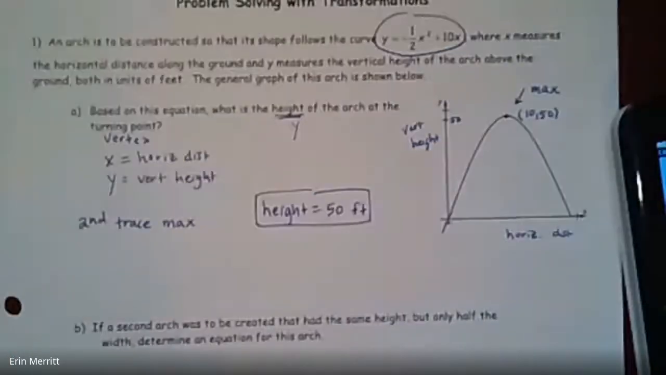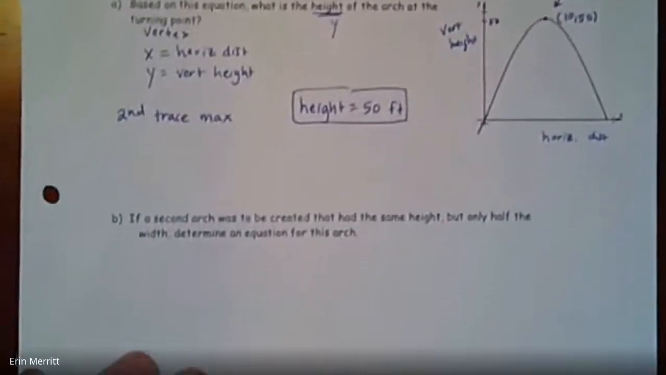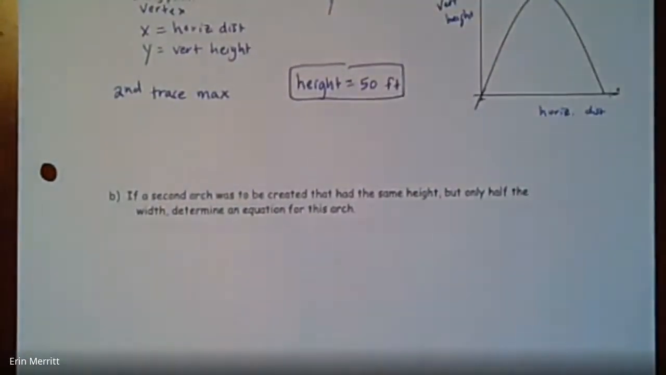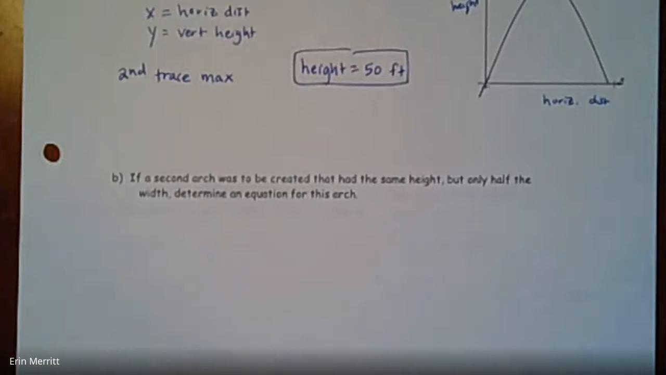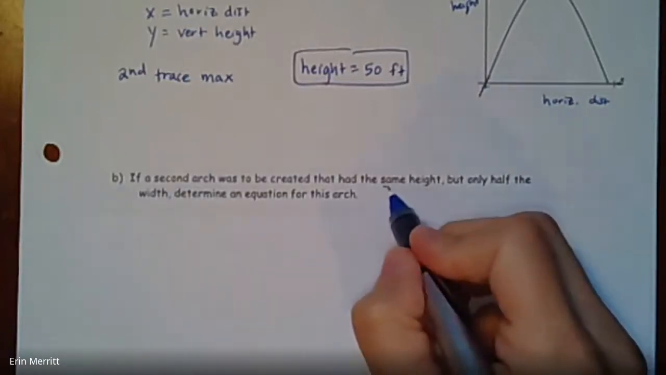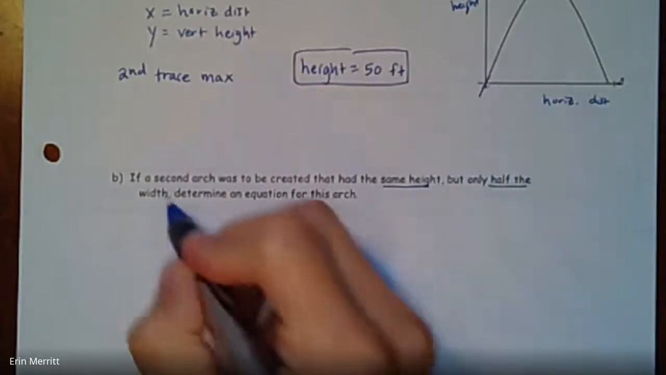Right? And then it says, if a second arch was to be created at the same height, but only half the width. So I want the height to stay the same, but half the width. Determine an equation for the arch. Same height, half the width.